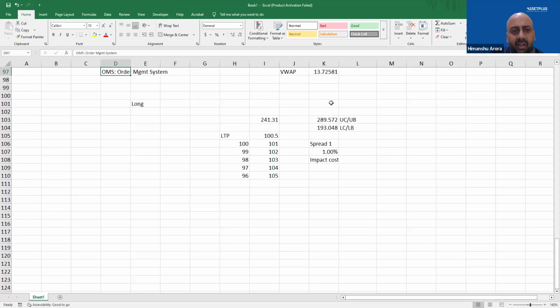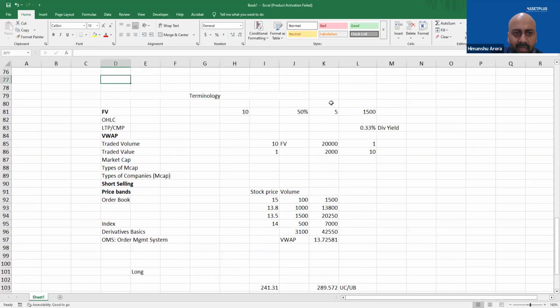With these words, we are done with this important topic, which was capital market terminology. Shailendra, yes, impact cost is applicable only for market order. As I said, you wanted to buy immediately. That is, we are going to discuss in the after basics of derivatives, order management system. Okay, guys.